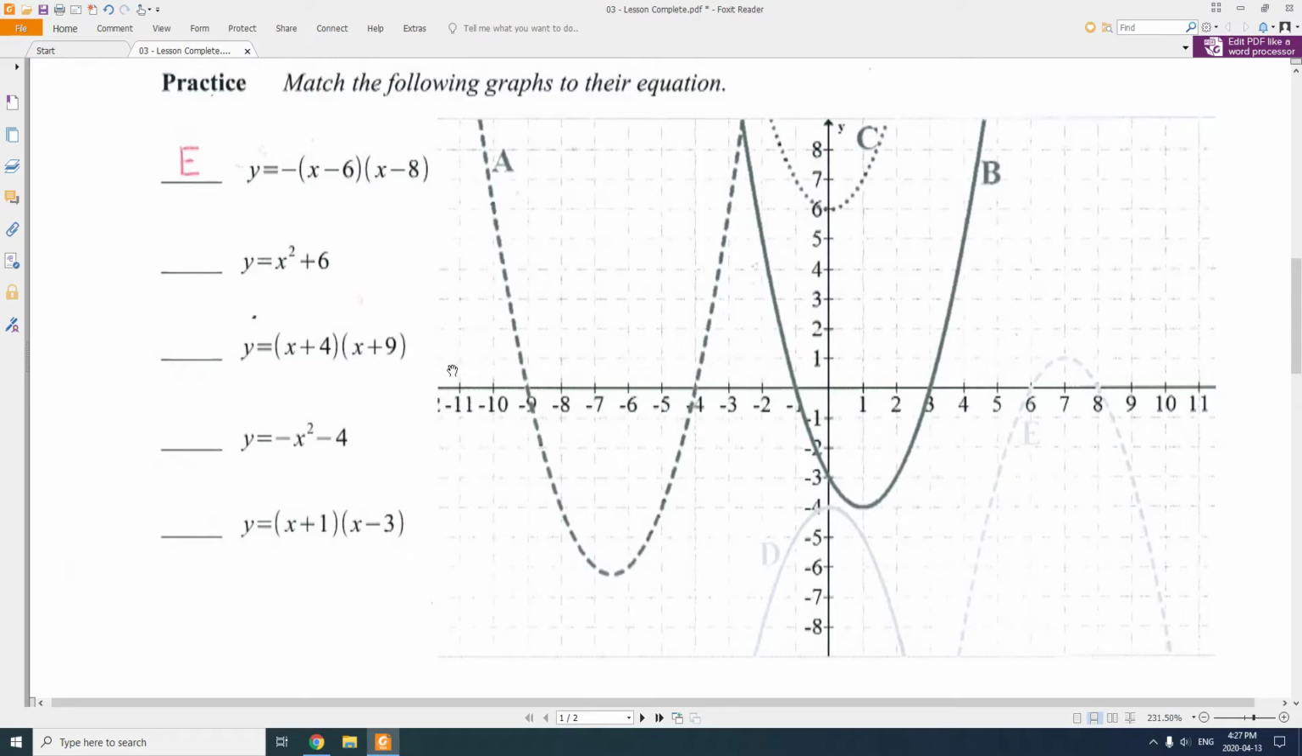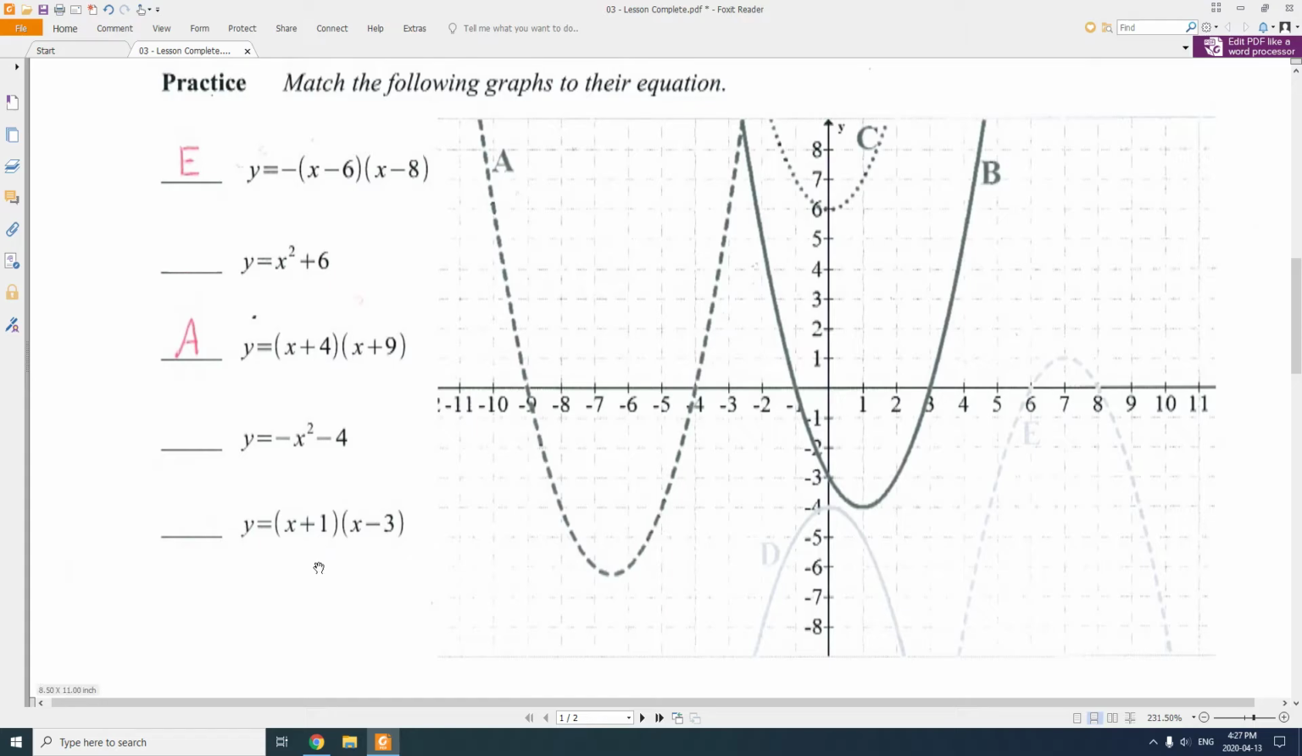All right, let's jump down to the next factored form. Next guy, positive out front means it's opening up. It's factored form, so I'm going to swap the signs to get my x-intercept. So I'm looking for an upwards parabola that has x-intercepts at -4 and -9. -4, -9, opening up. Oh, that's got to be A.